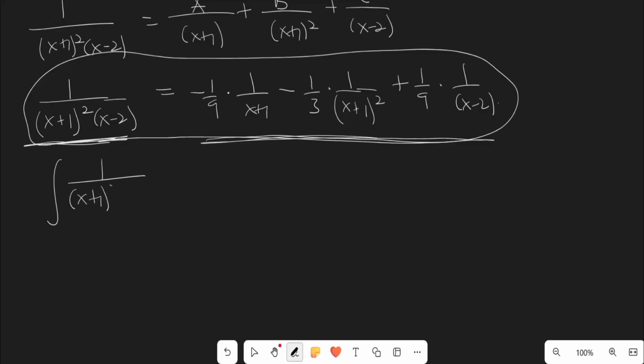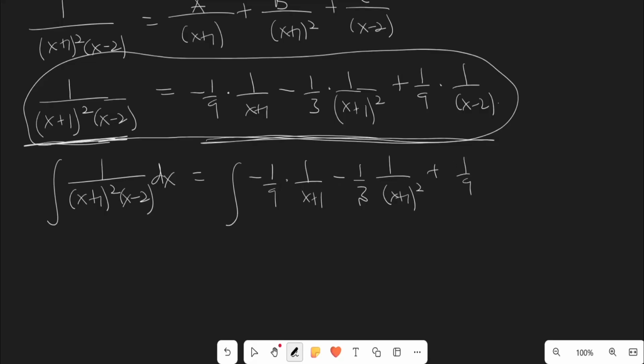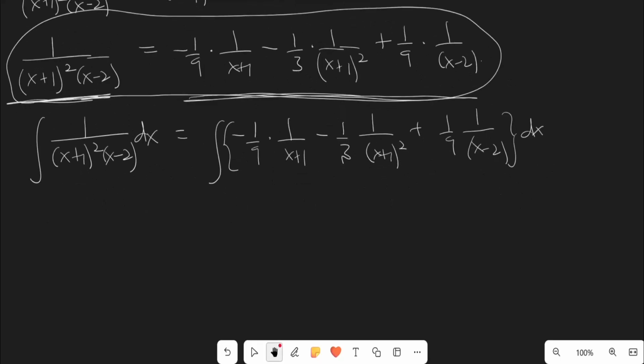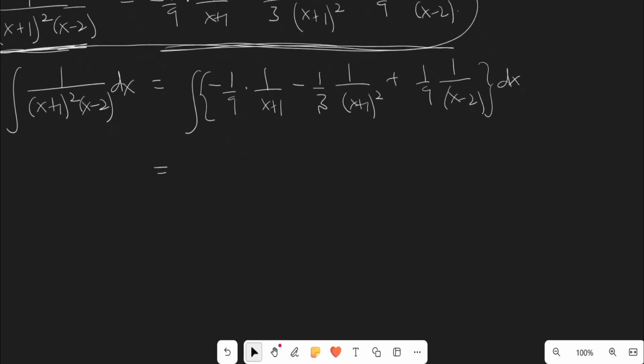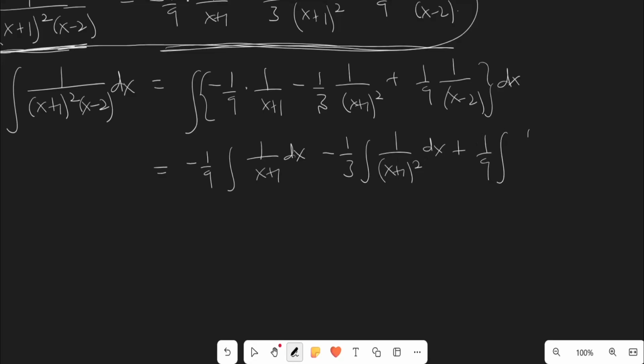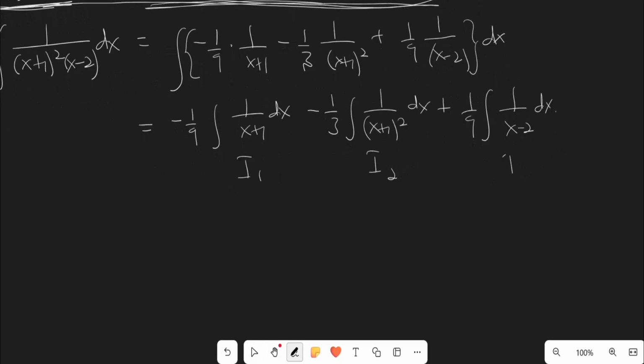That's what we wanted. The integral of 1 over (x plus 1) squared times (x minus 2) dx is equal to the integral of negative 1 over 9 times 1 over x plus 1, minus 1/3 times 1 over (x plus 1) squared, plus 1/9 times 1 over x minus 2, all this dx here. So now let's tackle this. Let's split this one down into three integrals. First integral is negative 1 over 9, the integral of 1 all over x plus 1 dx, minus 1 over 3, the integral of 1 all over (x plus 1) squared dx, plus 1 over 9, the integral of 1 all over x minus 2 dx. So call this one I1, call this one I2, call this one I3.